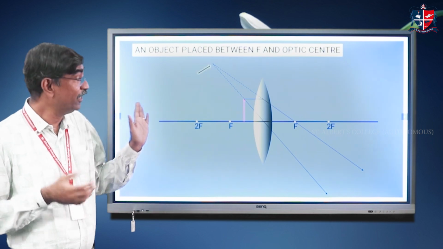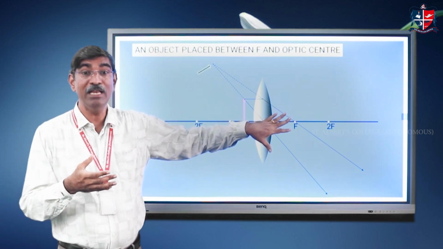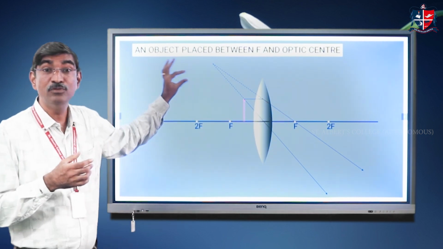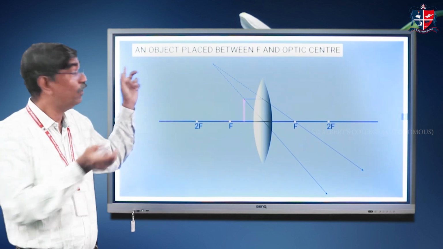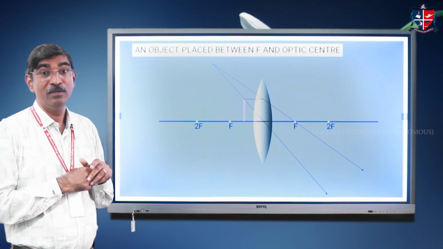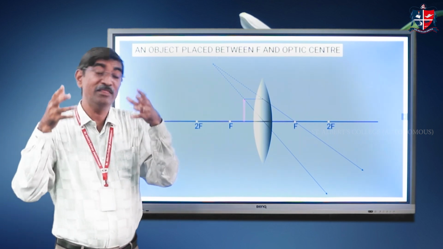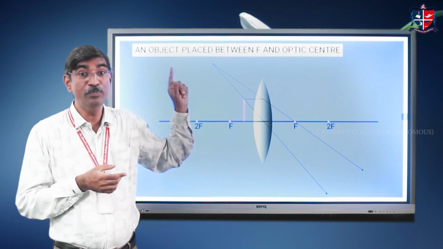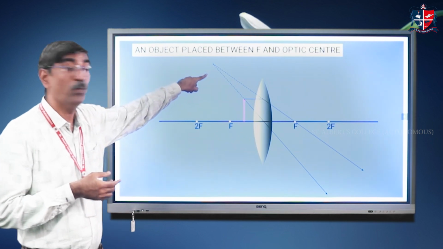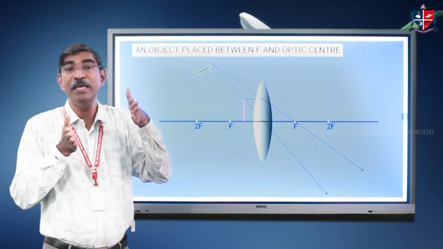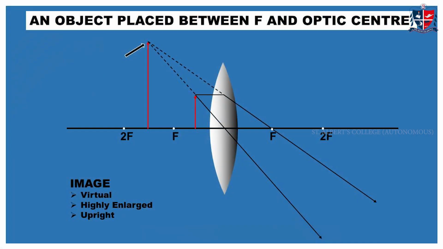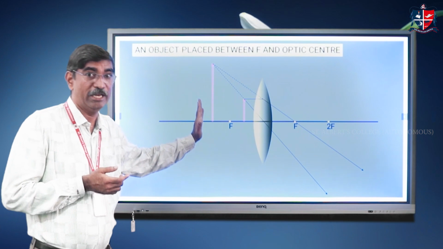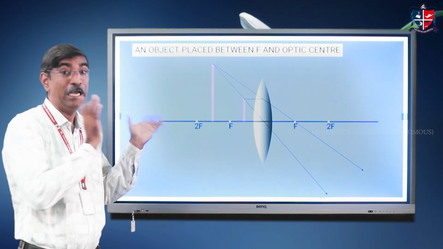if you look from the other side of the lens, you can see that these two rays are coming from a point on the other side. You may think that there is an object at this position and the light rays are coming from that point. So an image is formed at this position on the same side of the lens.